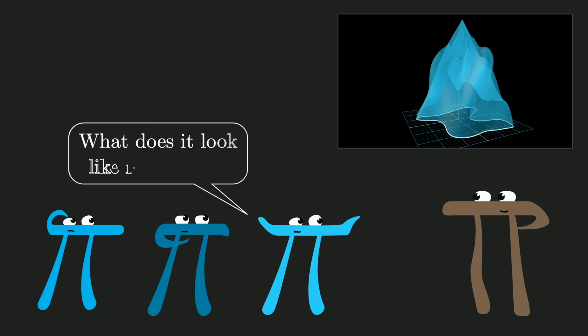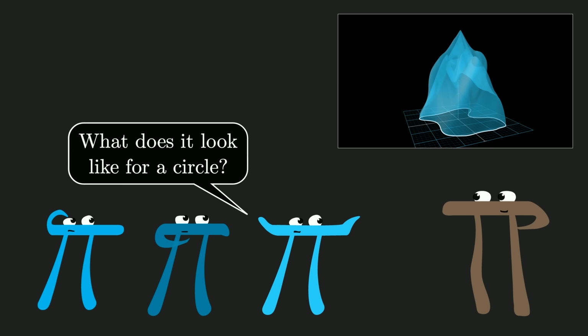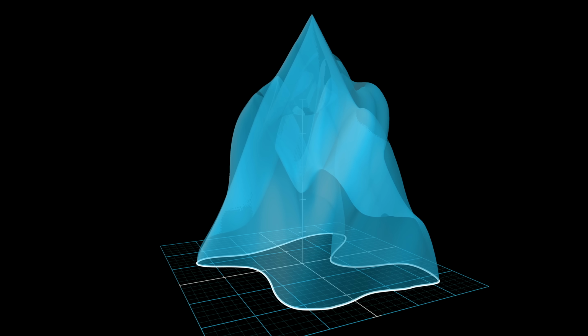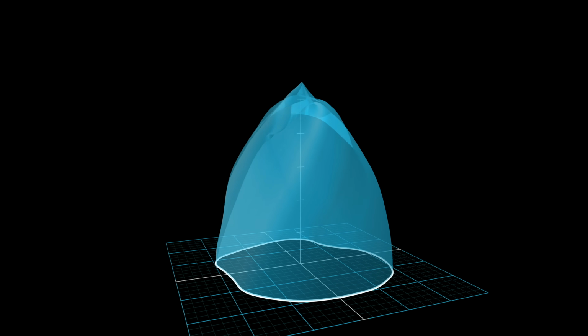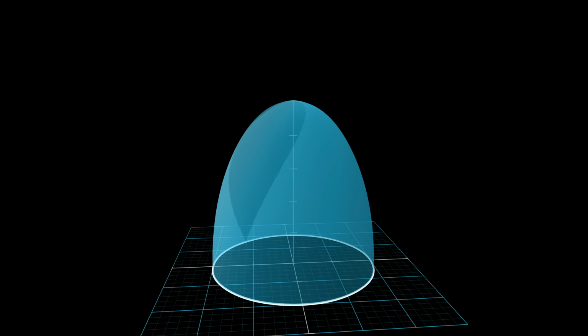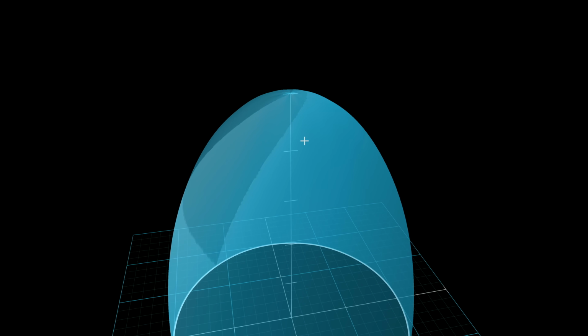In the first edition of this lesson, many commenters asked, what would this surface look like for a circle? And in this case, the result is deceptively simple. It looks something like a dome. And at first, this might seem like it has no self-intersection.